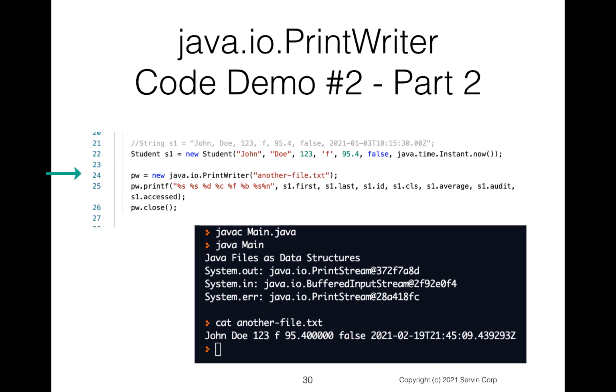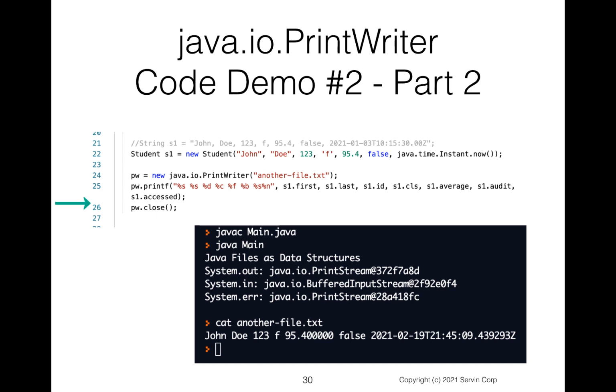And then at 24, we create a new file with our PrintWriter called anotherfile.text. So that file gets created, and we use our PrintWriter using a printf at line 25. And notice I'm using the formatting: the %s for a string, a %d for a decimal or an integer, a %c for a character, a %f for floating point, %b for boolean, and then a %s again for string. And you see that indeed I print that out using the PrintWriter at line 25, and at line 26 I do a close on it.